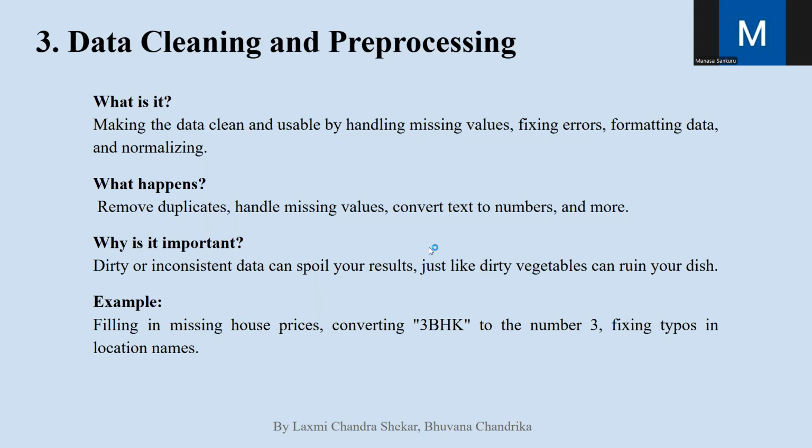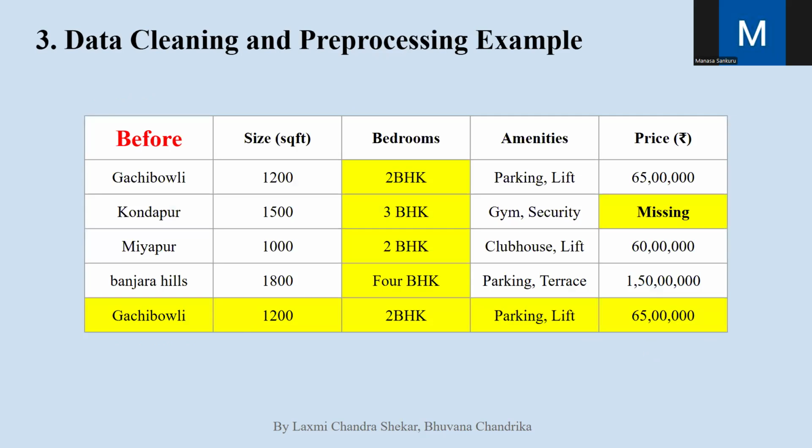And fixing typos, like fixing typos in location names, everything. These are examples of what we are going to do in the data cleaning process. Now we have an example here. Concentrate on the yellow cells. Each box is called a cell in Excel language. So each yellow cell is a mistake, in the sense that something is wrong with it. We have to clean it.